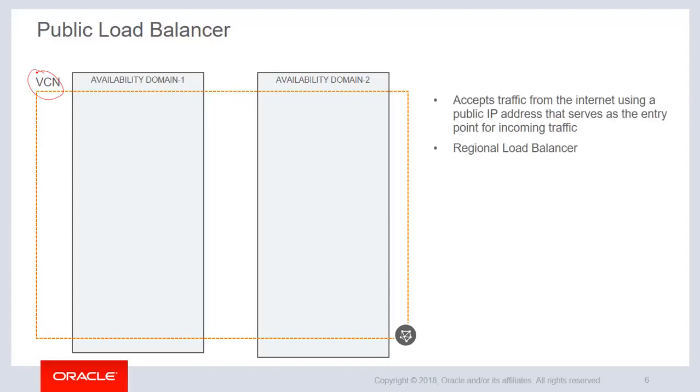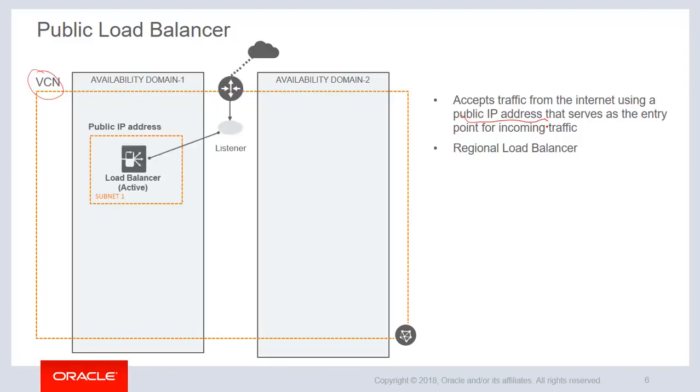Now, the notion of a public load balancer means it accepts traffic from the internet using a public IP address that serves as an entry point for incoming traffic. A public load balancer is a regional load balancer, so it's not specific to any particular AD, it's specific to a region. The way it works is, you have the internet here, so the traffic is coming from the internet. We create a public load balancer here, and because it's public, it has a public IP address.